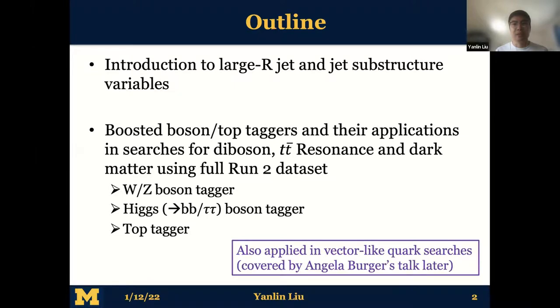These variables are widely used in the boosted taggers. Then in the second part, I will talk about the boosted taggers, including the W/Z boson tagger and the Higgs boson tagger, including decaying to bb or ττ. And I will also talk about the top tagger. I will also introduce their applications in searches for diboson, tt̄ resonance, and also dark matter based on the full Run 2 dataset.